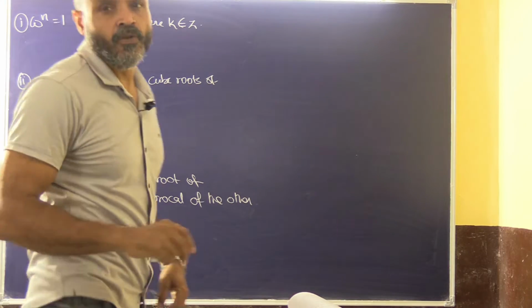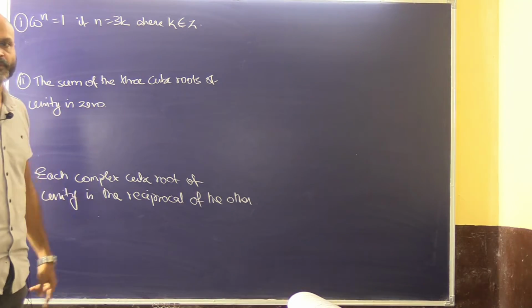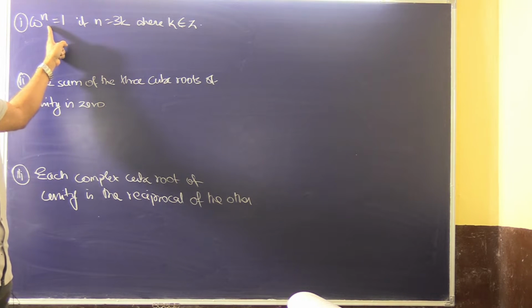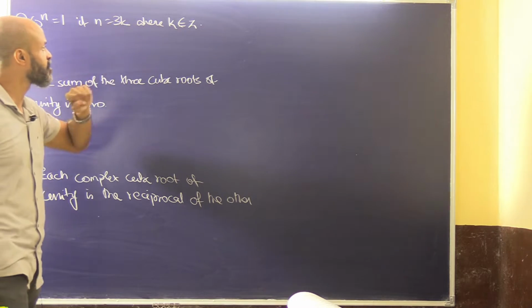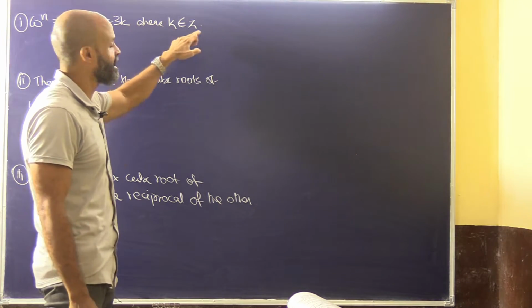Okay people, so let's look at some properties of cube roots of unity. The first property that we have is, if omega to the power of n is equal to 1, which is basically a cube root of unity, then n is equal to 3k. This is equal to 1 only if n is equal to 3k, where k is an integer.